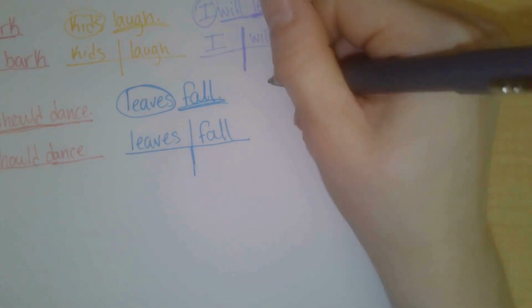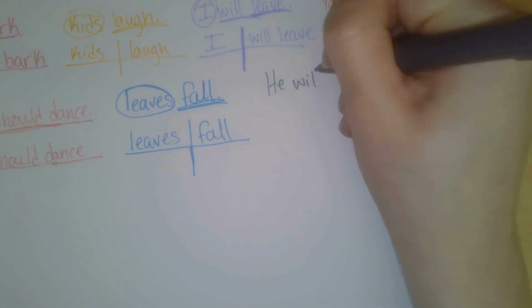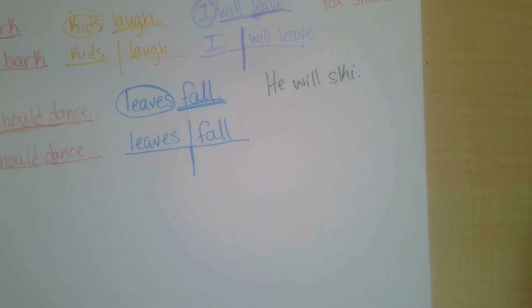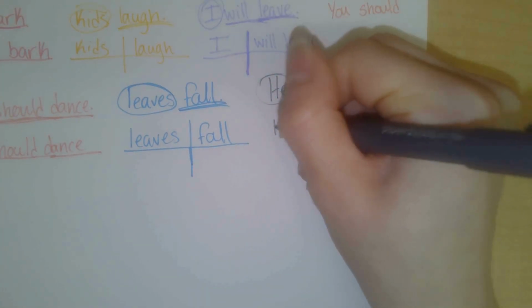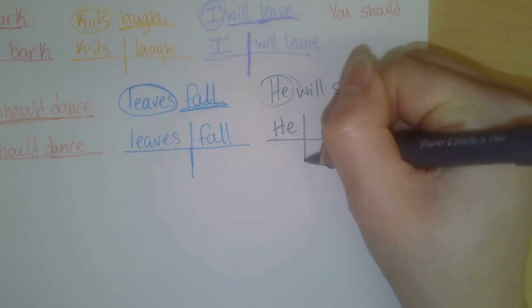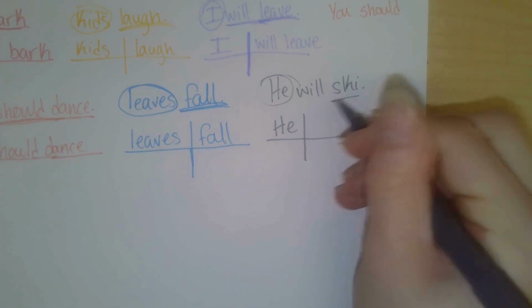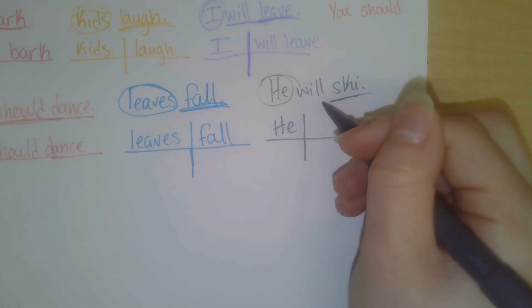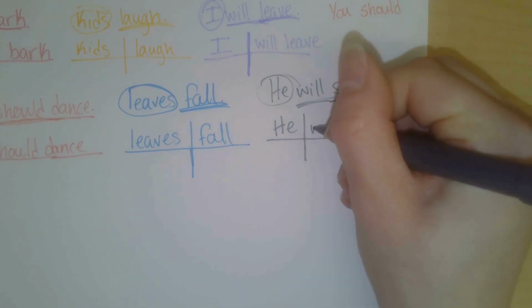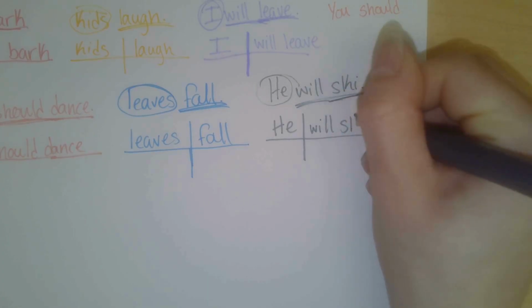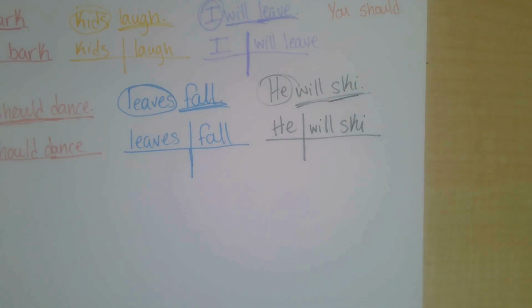Next we have he will ski. Who is doing something? He is. That's our subject. Horizontal line, vertical line. And what is he doing? He's skiing. And we can't leave will on its own, and we can't do ski without will, so that is our verb phrase. He will ski. Let's go ahead and check your answers. See what you got right and what you need to do better. We're going to move on.